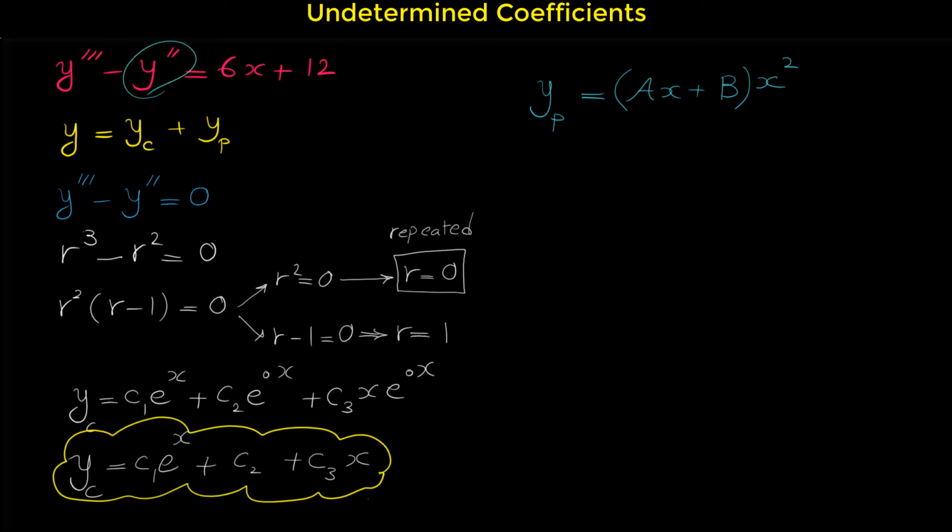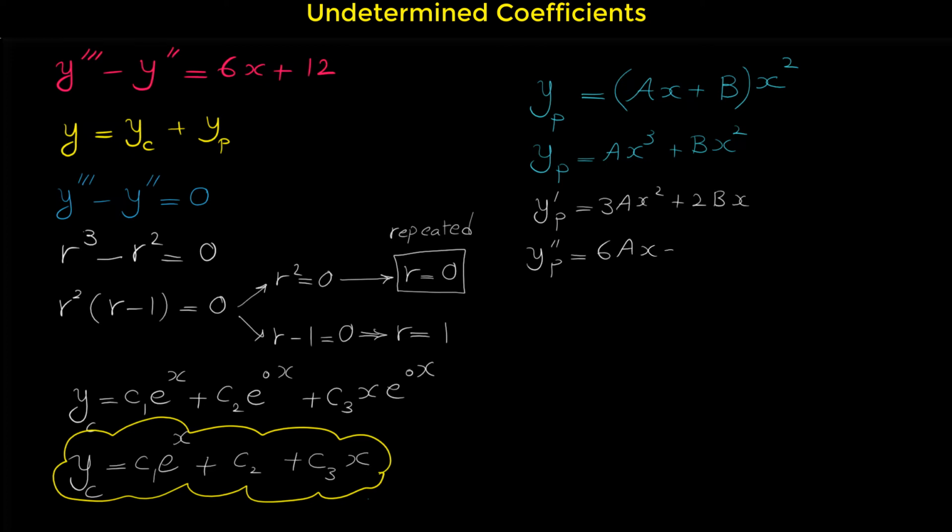Before finding the second derivative and the third derivative of this expression, it's better to multiply x² in the bracket, and this helps you to get rid of the product rule of derivatives. This makes finding derivatives easy. So y sub p is ax³ plus bx². If we take the derivative of this expression, this equals 3ax² plus 2bx. The second derivative is 6ax plus 2b. And finally, the third derivative equals 6a.